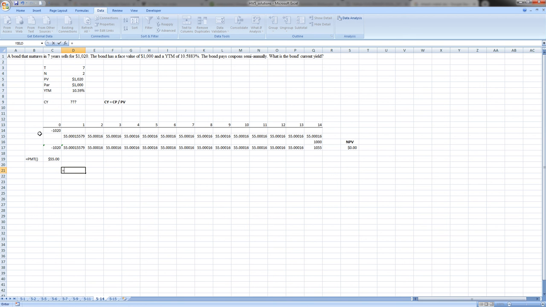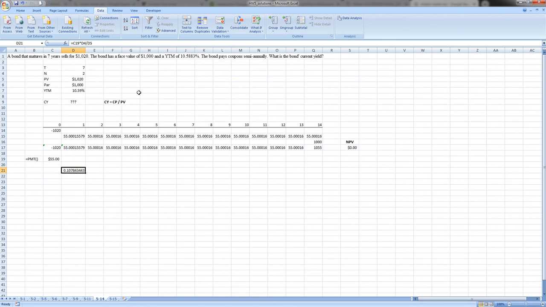We take the payment divided by the present value, but we need to multiply that times 2. The reason why we multiplied it by 2 is to account for the annual coupon payment.